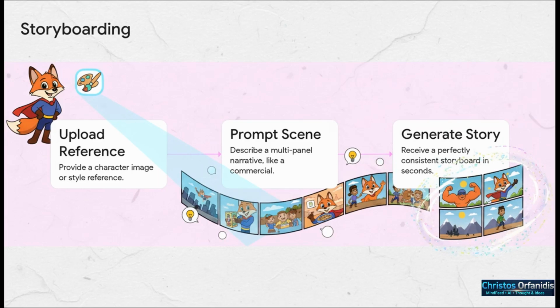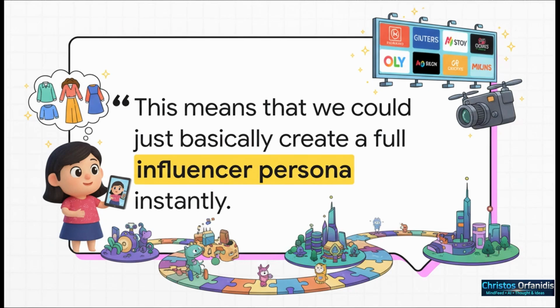It's incredible. So one of the first people to use this said, "This means that we could just basically create a full influencer persona instantly." And just let that sink in for a second. The power to create and keep a character consistent on demand? This is going to completely change how brands build their campaigns and how creators tell visual stories.